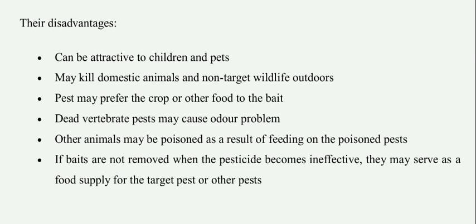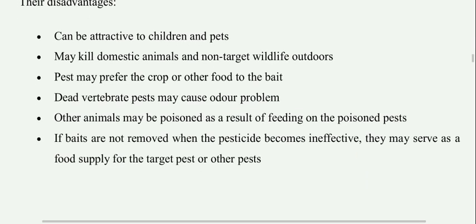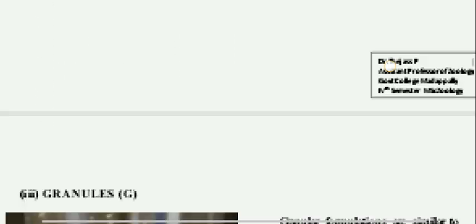Pests may prefer the crop or other food to bait. Dead vertebrate pests may cause outdoor problems. Other animals may be poisoned as a result of feeding on the poisoned pests. If baits are not removed and the pesticide becomes ineffective, it may serve as a food supply for the target pest or other pests.